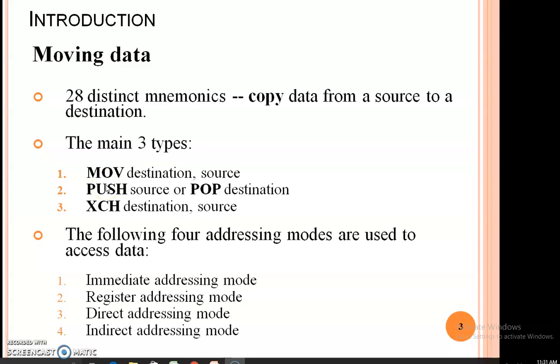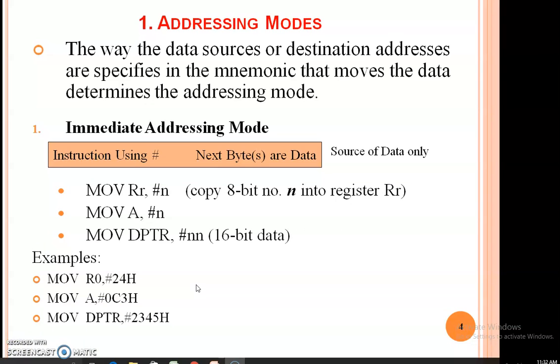Using these three mnemonics you can move the data from one place to another place. Whenever we use instructions with the help of opcodes and operands, we have to use addressing modes. Students, I think you know very well what an addressing mode is. You might have learned it in the CO subject. Direct addressing mode, register addressing mode, base register addressing mode, like that you have different addressing modes. But in the 8051 microcontroller we have only four different types of addressing modes. First one is immediate addressing mode, second is register addressing mode, third is direct addressing mode, fourth is indirect addressing mode.